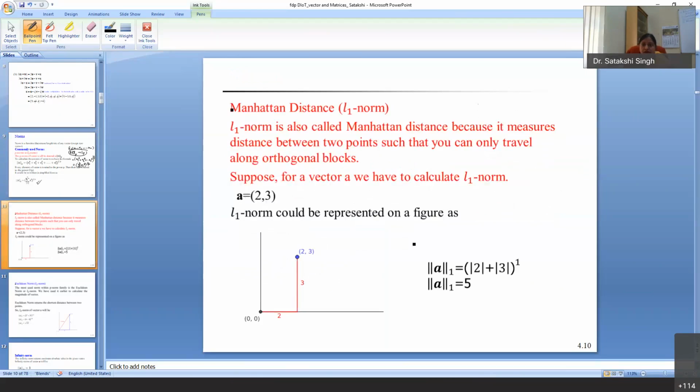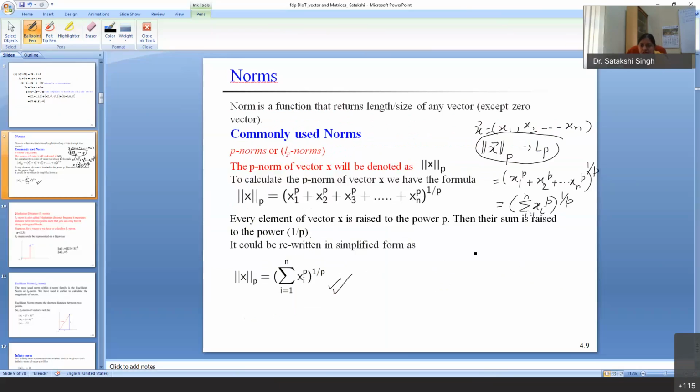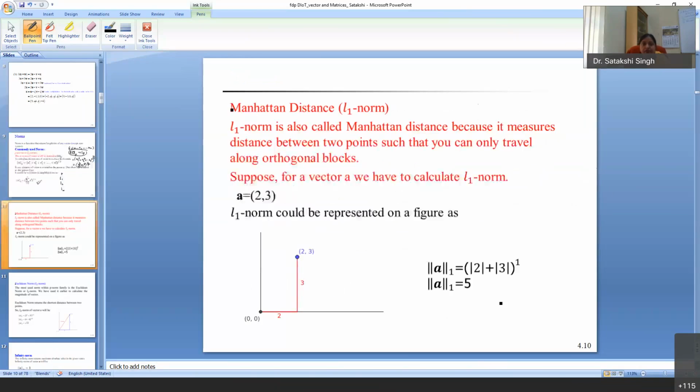Now for this LP norm, three norms are defined according to the value of p. If p is equal to 1, we define the L1 norm. If p is equal to 2, we define the L2 norm, and similarly we also define the L infinity norm. So these three I'll explain here.